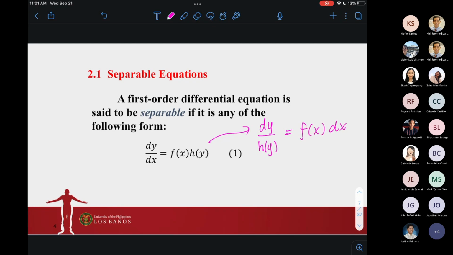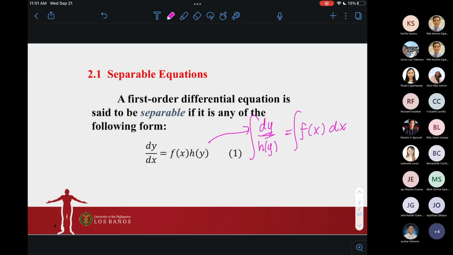Right? And now the two variables are separated from each other, meaning all the y's are on the left, all those with x's are on the right. Separated na in dalawang variables. Okay? And then once you have separated them, we can simply integrate both sides. Because again, the goal is to find the function y that satisfies the given ODE, right?